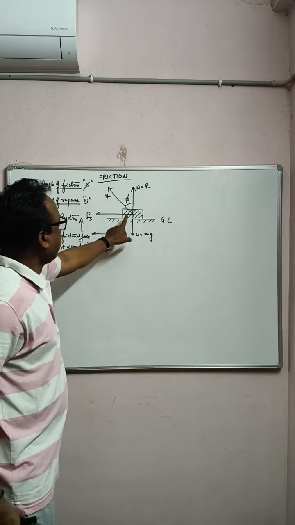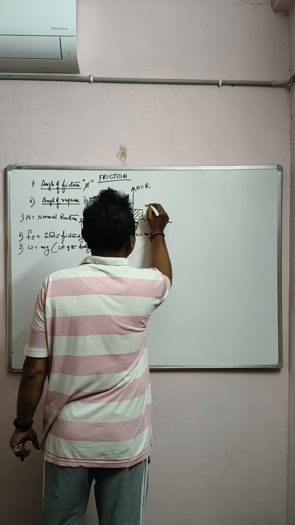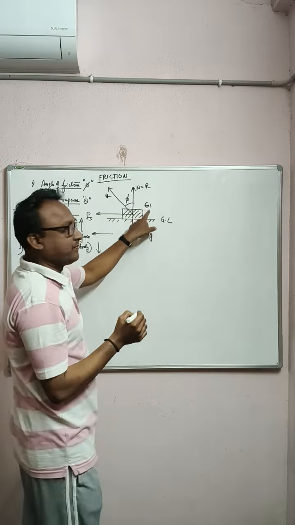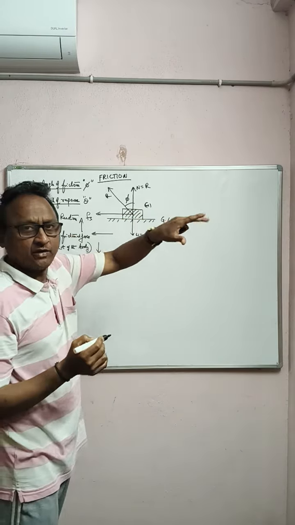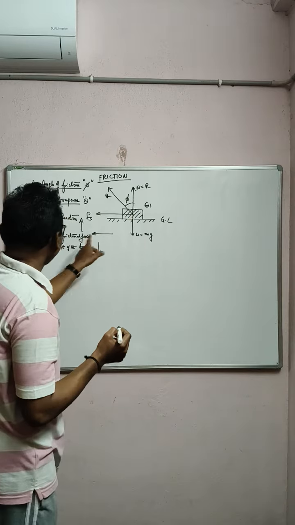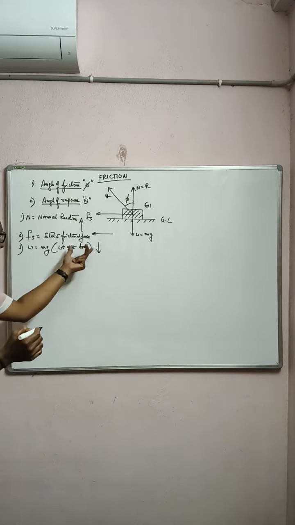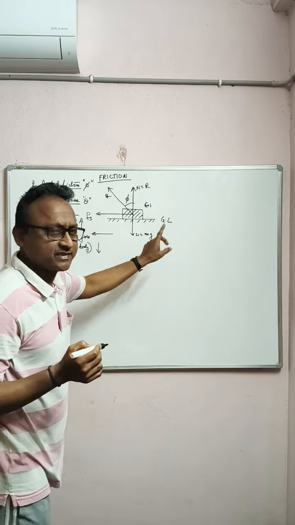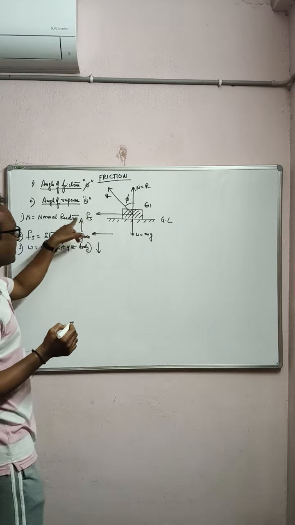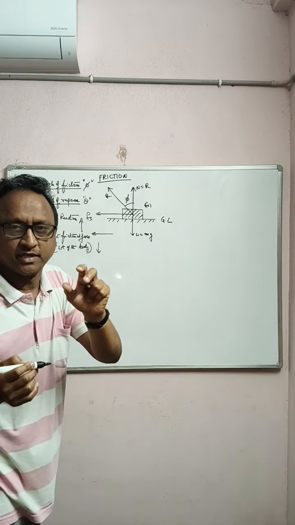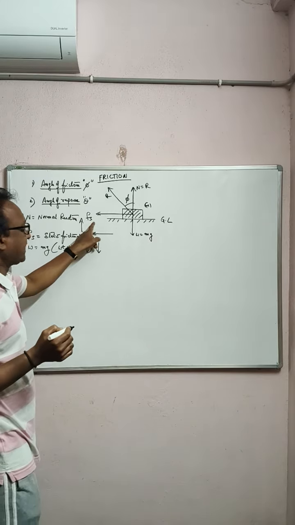Look at the board. A block of mass m is resting on the ground surface. Now what are the forces acting on this body? First one is weight, its own weight, W is equal to mg, acting in the downward direction. g is acceleration due to gravity, 9.8. And this is the frictional force, I mean static frictional force. That means when the body is at rest, that force will be acting static.